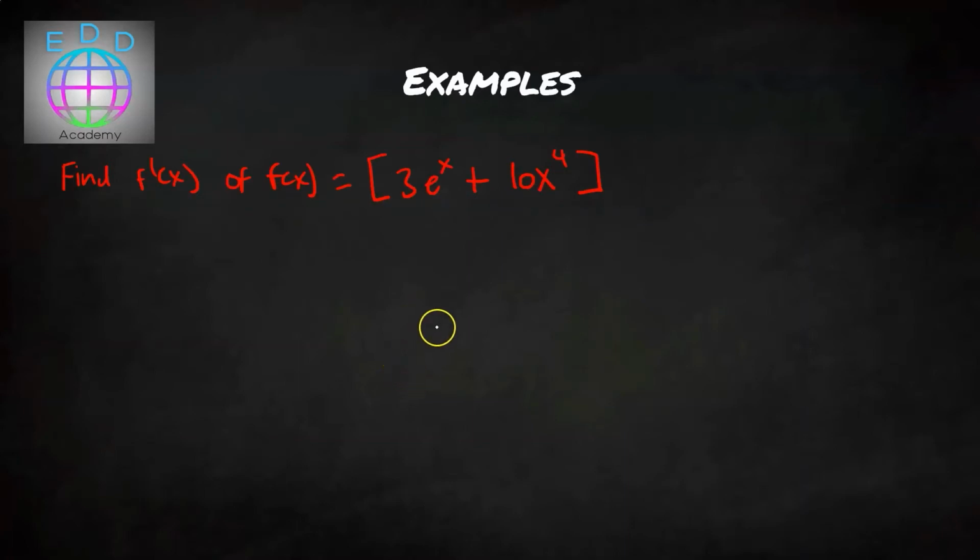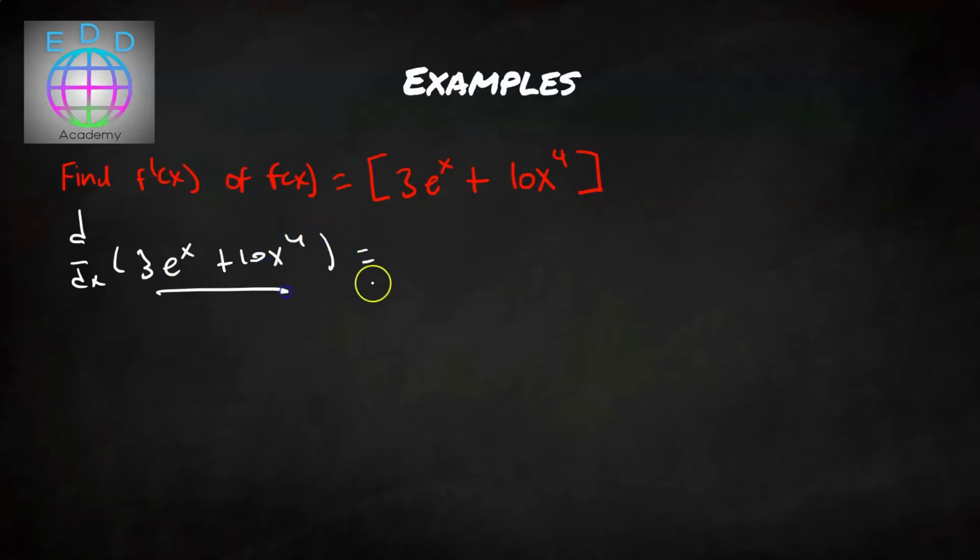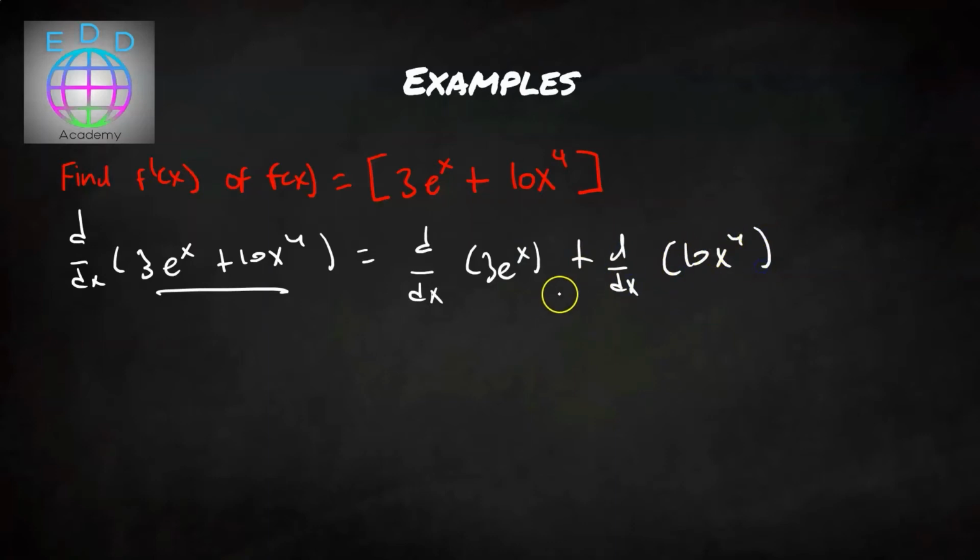Example 2 reads, find f prime of x when f of x equals 3e to the x plus 10x to the fourth. So we want to find the derivative of 3e to the x plus 10x to the fourth. Once again, we see that we can use the derivative addition rule on this. So we have the derivative of 3e to the x plus the derivative of 10x to the fourth, because we just split it up real quick.